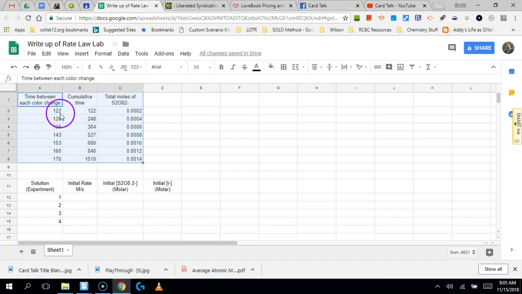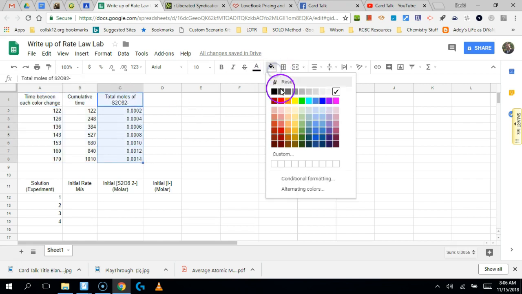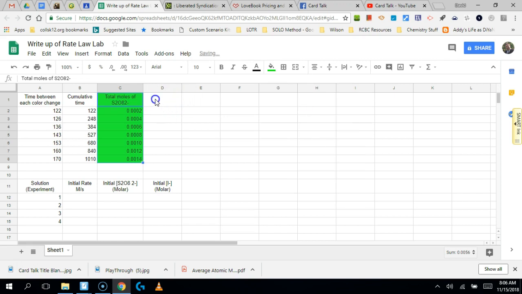This data in this data table should all be pretty easy to get. You should have already gotten this information. And this column in particular should be the same for each experiment.